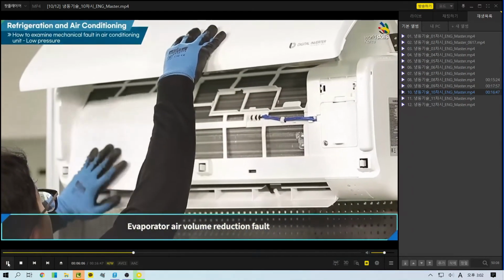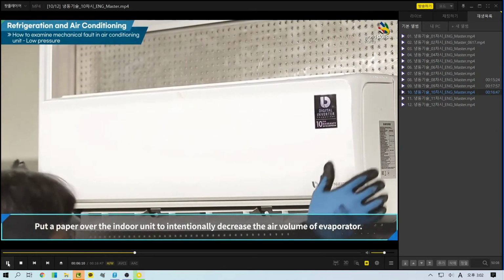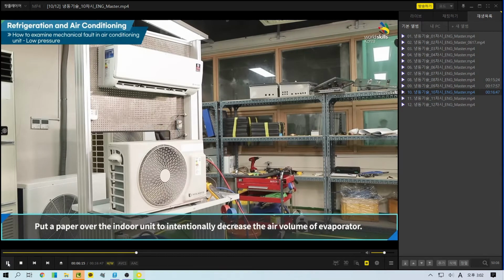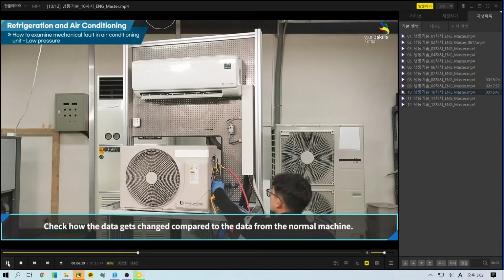This is a malfunction of the evaporator air volume reduction. Intentionally create the malfunction state in which the air volume of the evaporator is decreased by adding the paper over the indoor unit. Check how the data gets changed compared to the data from the normal machine.